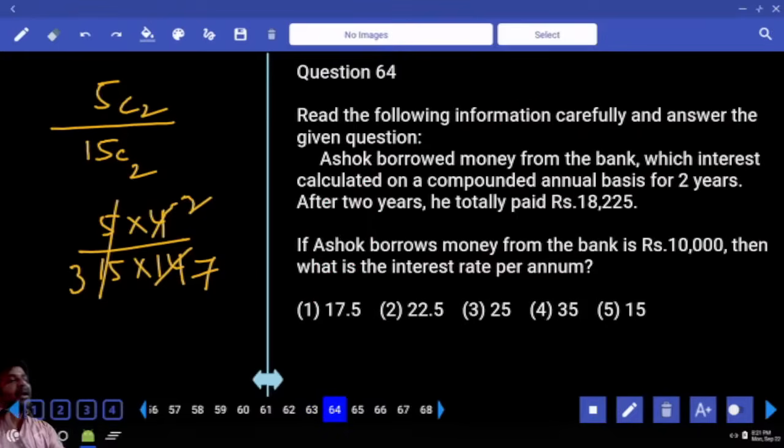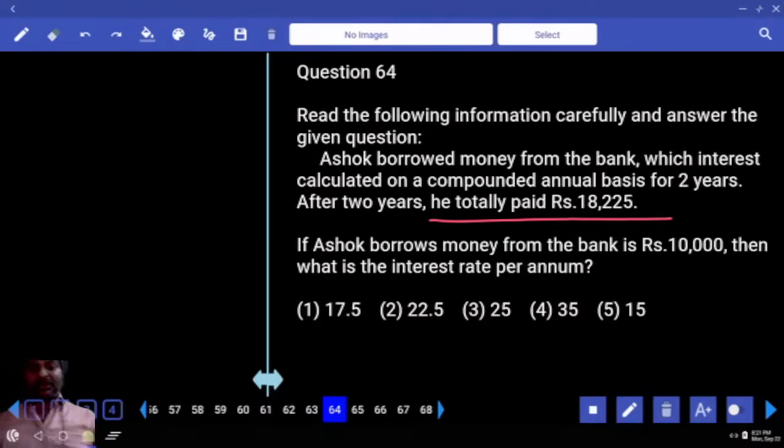Ashok borrowed money from the bank with interest calculated on compounded annually basis for 2 years. After 2 years, he paid total amount 18,225. Do you know principal? Do you know time period? How many years? 2 years. Compound interest. Do you know what is rate of interest? No. Do you know amount paid? Amount paid after 2 years, 18,225. So we don't know principal and rate of interest also. But we know time period and amount paid.